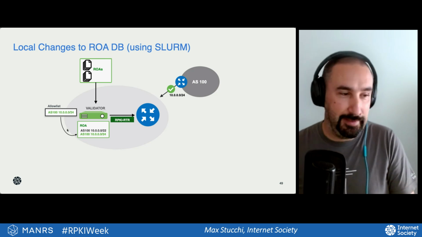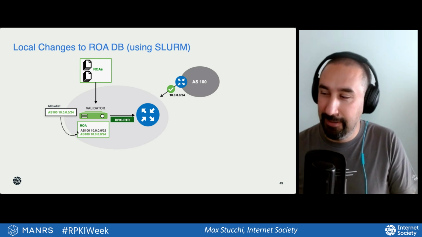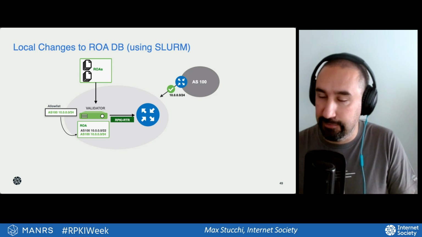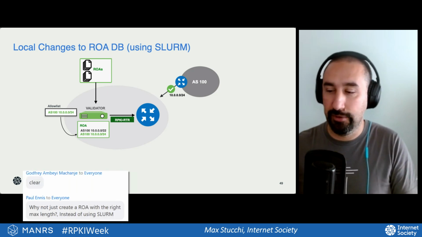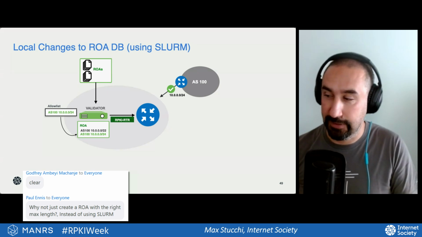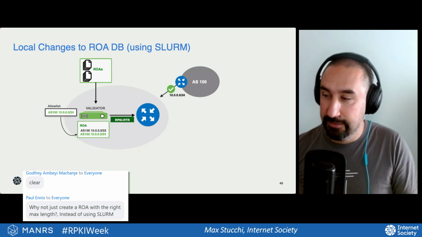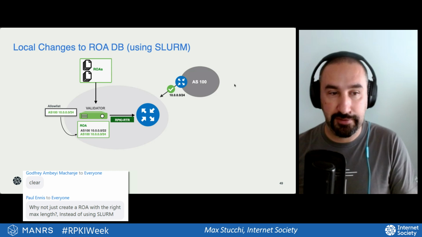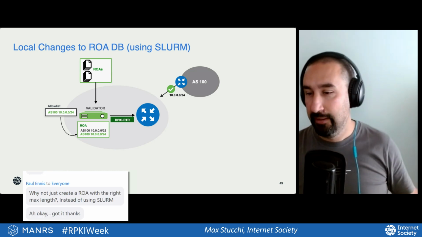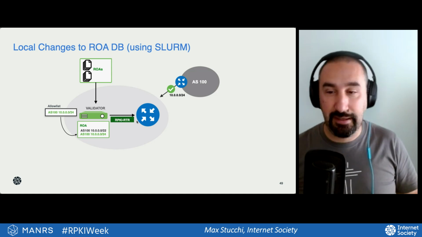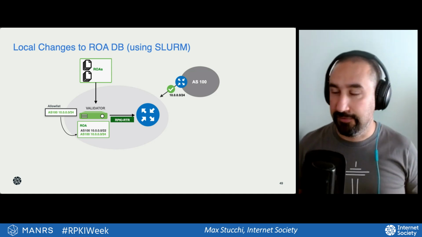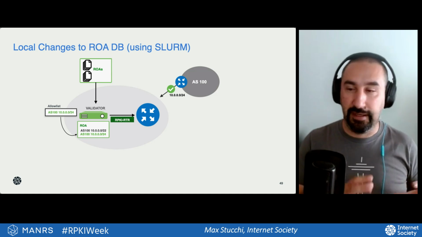Okay. I see a question from Paul. The question is, why not just create a ROA with the right max length instead of using Slurm? Because that is not your resource. It's someone else's resource. You're not allowed to create ROAs for that. So the resource would be from AS100, not from you. Let's assume here you're AS200. It's someone else's resource you're creating the fake ROA for, because that is affecting you.